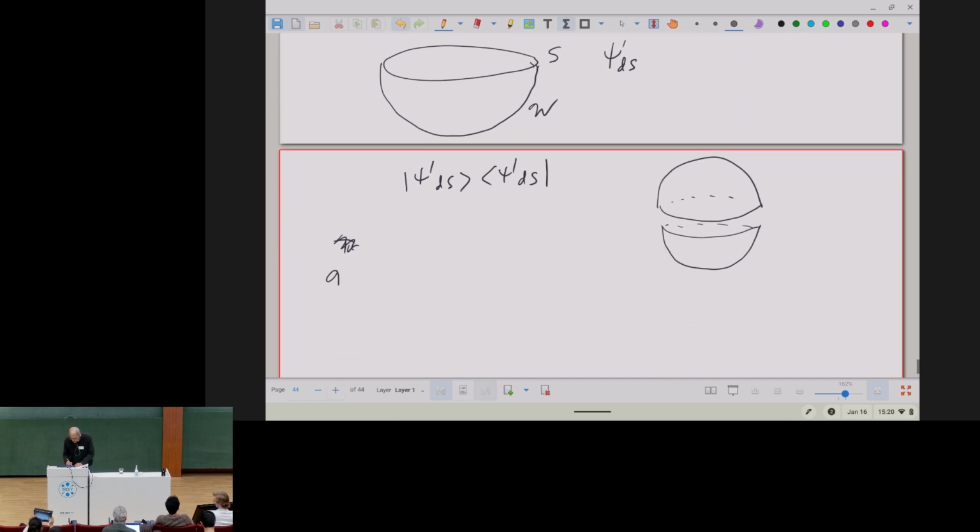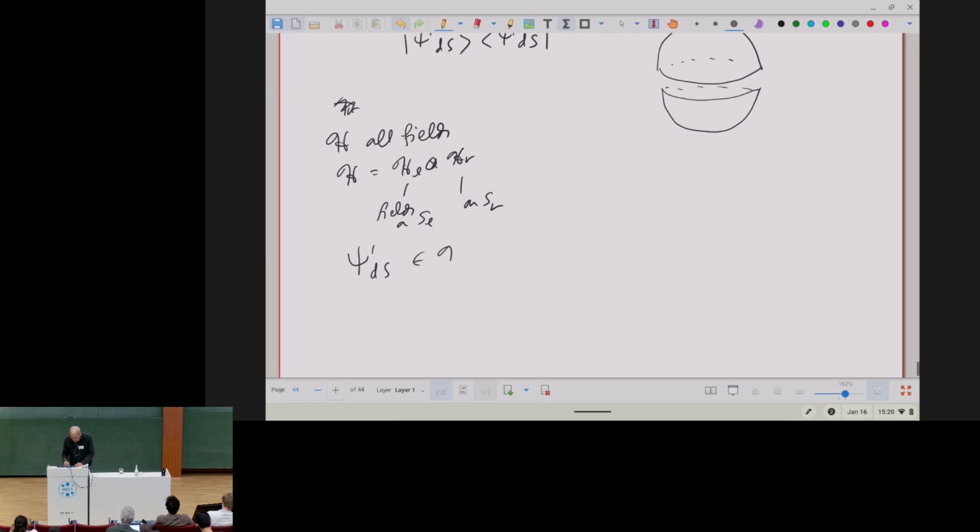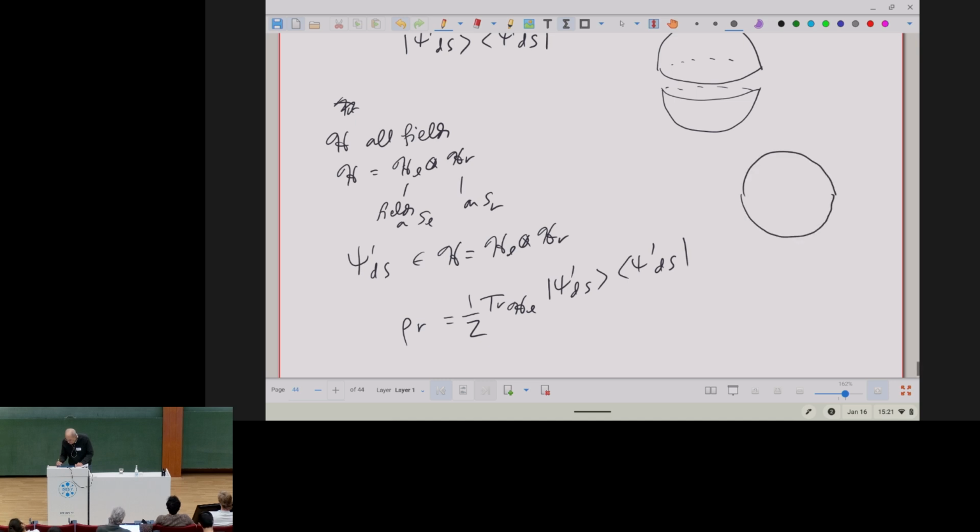So we have a Hilbert space of all fields. As usual, we factorize it as H left tensor H right. These are fields on S left or on S right. So our state is in H, which is HL tensor HR. But we want to get the density matrix by tracing out H left. And also you have to divide by the partition function for normalization to make the trace 1. So apart from the factor of 1 over Z, the density matrix is generated by a path integral on the whole sphere, except the sphere has a cut on S right.